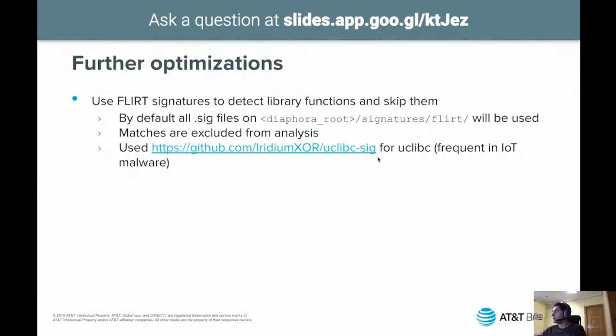By default, I have included in my repo these signatures that you can find here. They are signatures for the uClibc library. I bundled those because for my use case, as I was analyzing IoT malware, uClibc is a common libc implementation found in IoT malware. But you can feel free to change them or remove them. This is an optional feature, by the way. It can also be turned off in the command line.